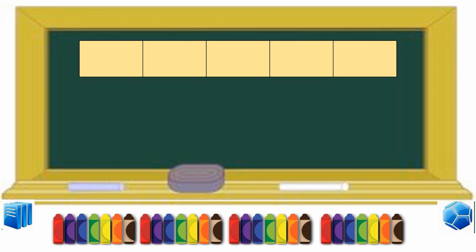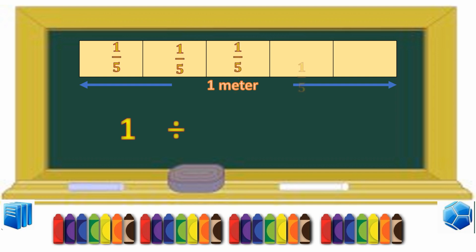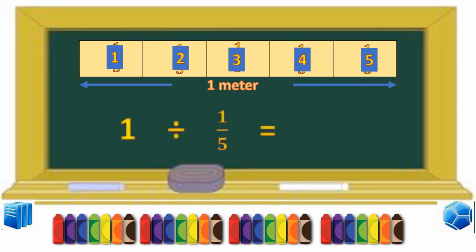To visualize, out of 1 meter, we are going to divide into 5 equal parts. So that is 1 divided by 1/5. So each part is 1/5. So 1 divided by 1/5. Para makuha natin ilang 1/5 ang makukuha natin doon sa 1 meter, bibilangin natin. So meron tayong 1, 2, 3, 4, 5. So merong 5 1/5 sa 1 meter. So ibig sabihin, ang magagamit niya ay 5 flowers.